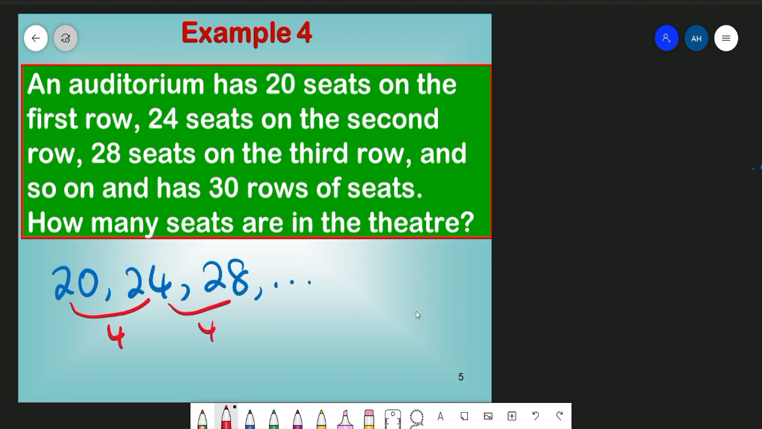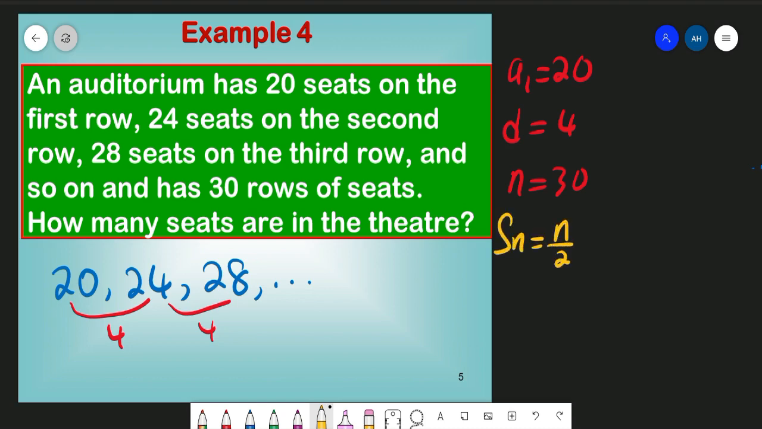Now let's write down the information that we have. a1 equal to 20 seats. The common difference, d, equal to 4, and the number of rows equal to 30, that is n. The value of n is equal to 30. Again, the formula that we want to use is Sn equal to n over 2 multiplied by 2a1 plus n minus 1 multiplied by d.